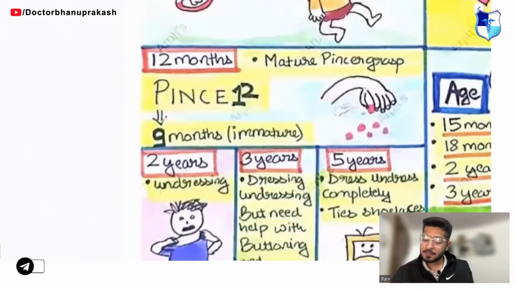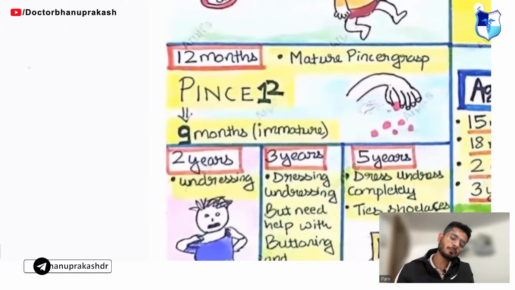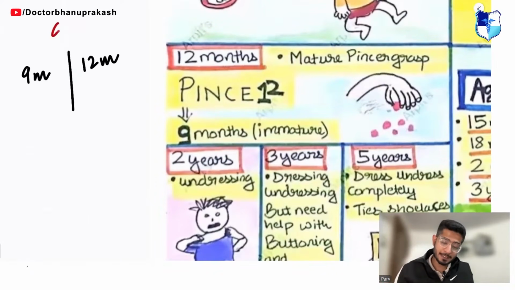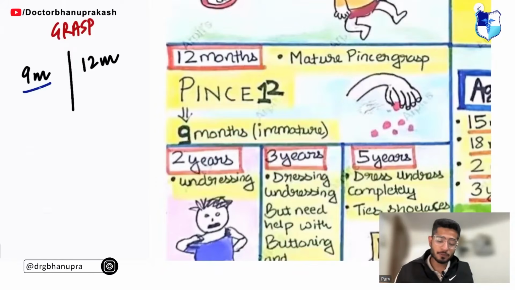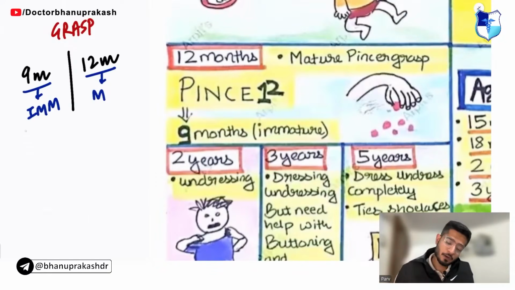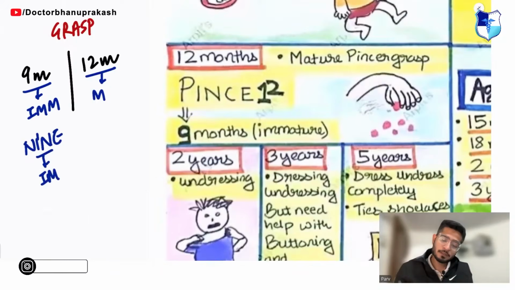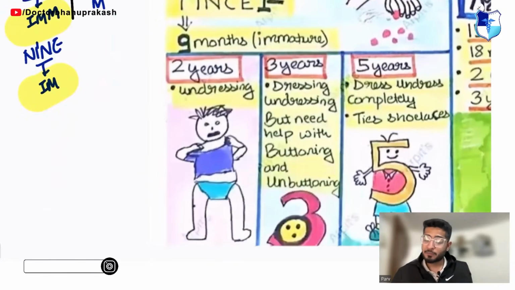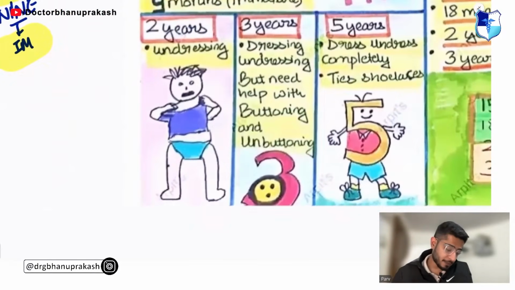See, in 12 months, if you want to understand, remember 9 months as well as 12 months is something that is for grasp actually. 9 months is going to be an immature grasp, and at 12 months it is going to be a mature pincer grasp. So remember this 9. So how to remember? NINE. So NIM you can remember. So 9 months is going to be an immature grasp, whereas 12 months is going to be a mature grasp. 9 months and mature grasp. Okay.